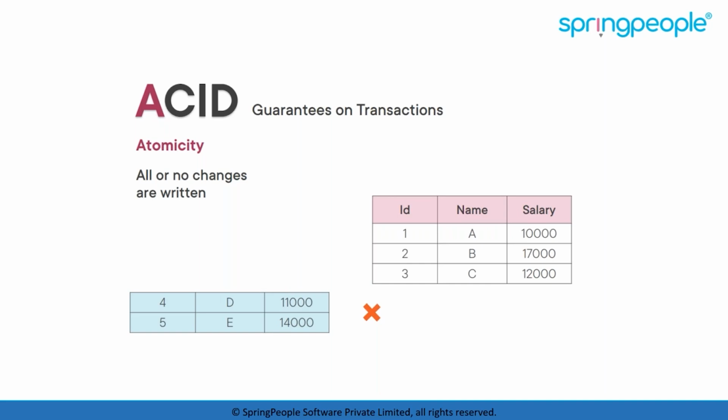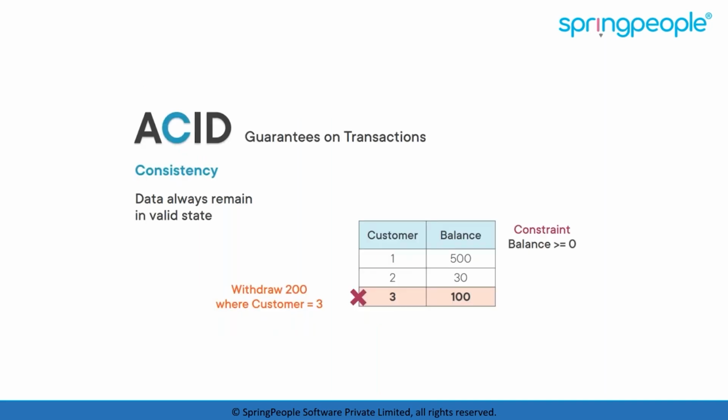And for consistency, there is no consistency check that can be implemented like in a database. For example, consistency means your data always remains in a valid state. Suppose I have designed some kind of constraint like in a database, say my balance should never go below zero.